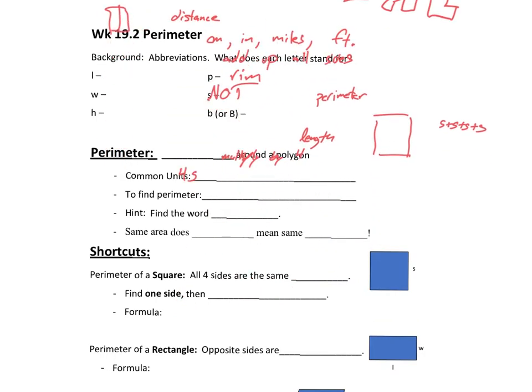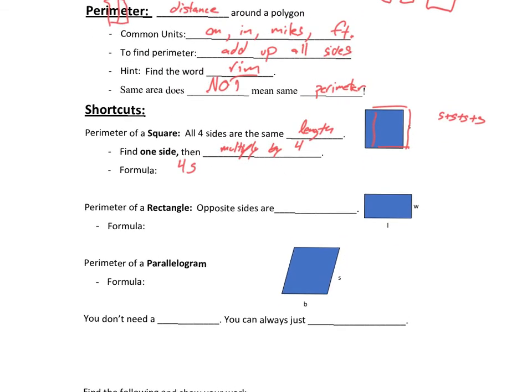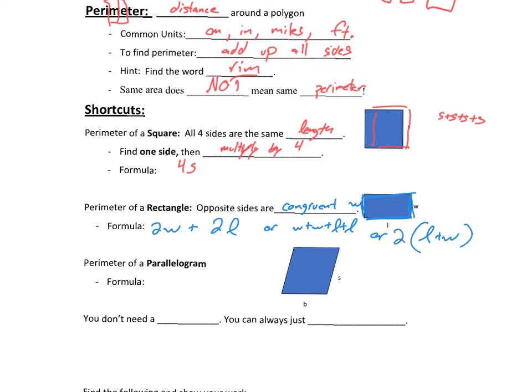Okay, perimeter of a rectangle, which we'll deal with the most. Opposite sides are congruent. Opposite sides are the same length. So if we have the width here, we're going to add another width here. So our formula is 2W's plus the length here plus the length here. 2W's plus 2L's. Or width plus length times 2. Or you could say L plus W times 2.